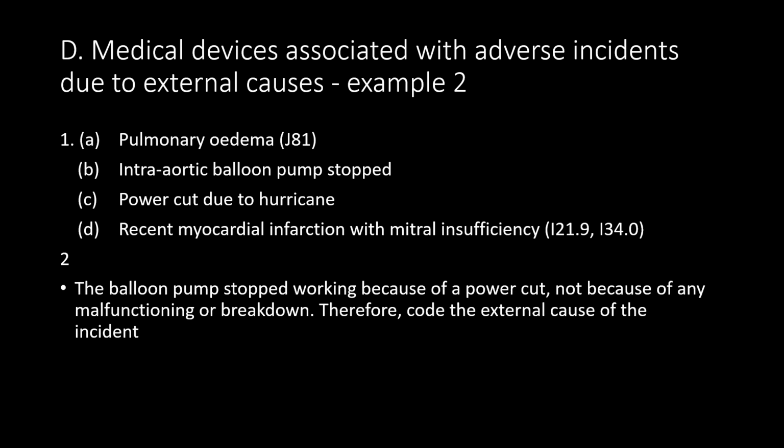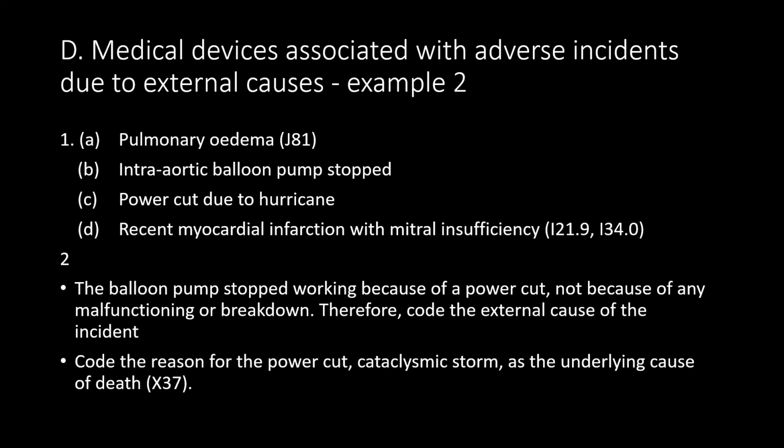The balloon pump stopped working because of a power cut, not because of any malfunctioning or breakdown. Therefore, quote the external cause of the incident. Quote the reason for the power cut, cataclysmic storm, as the underlying cause of death. The code is X37. This is the last example for step M4 under section 4.2.9 of volume 2.